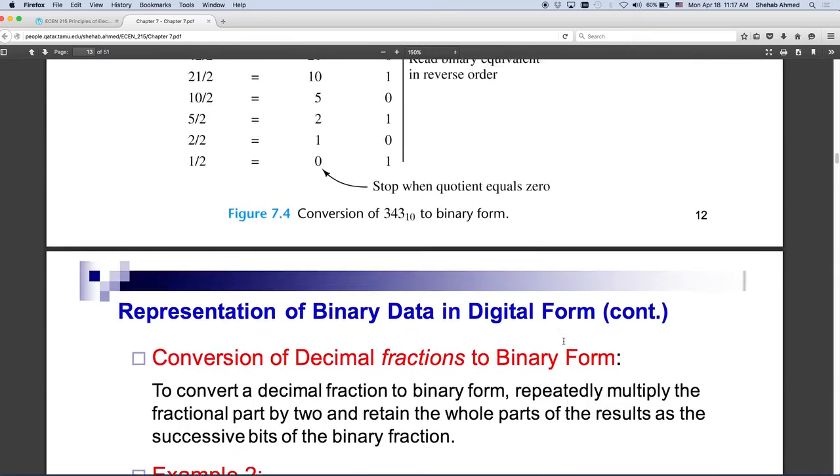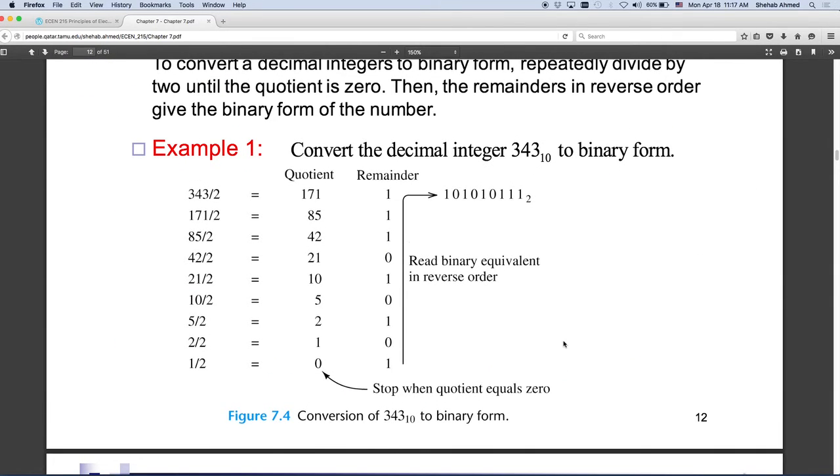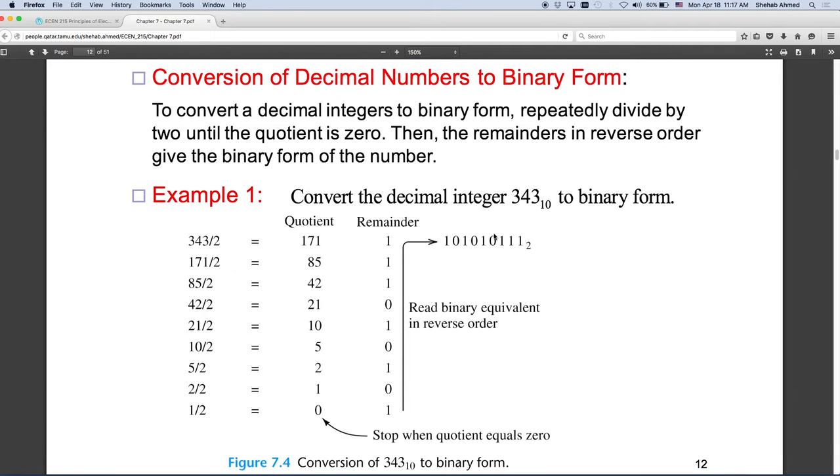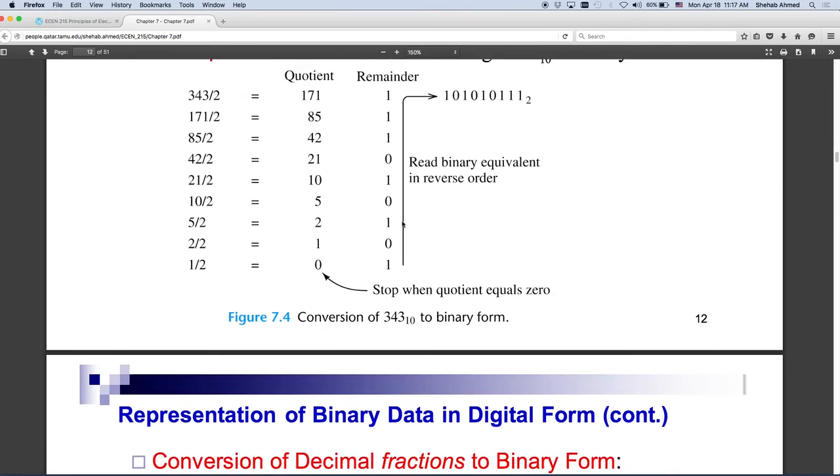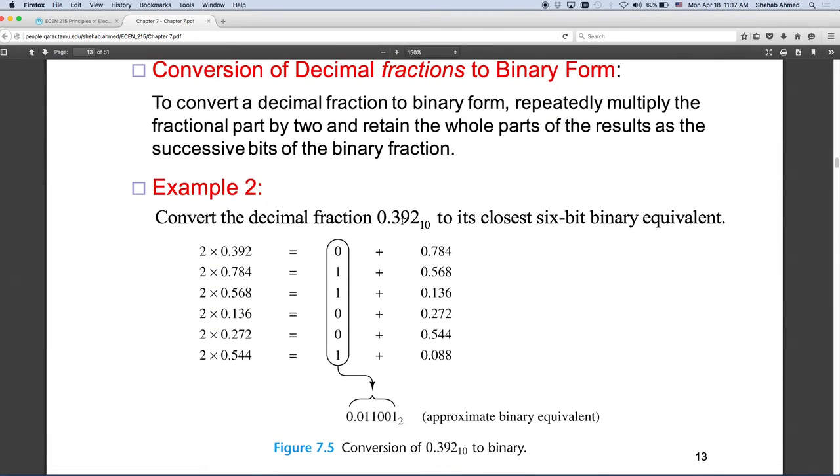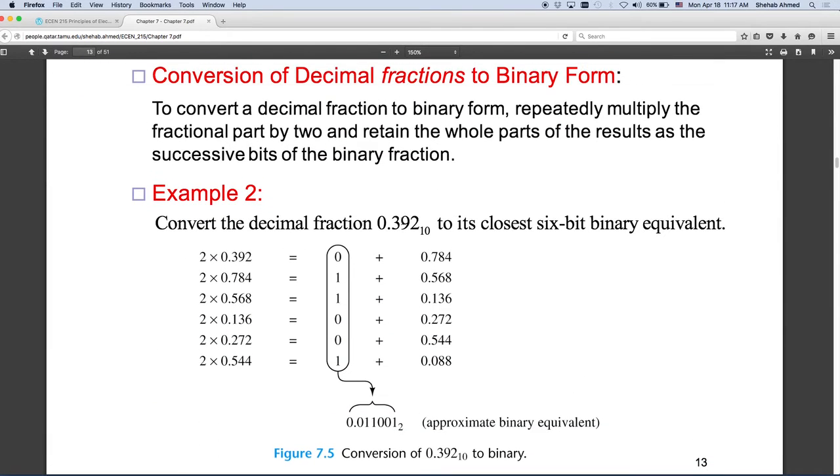And this is for everything to the left of the decimal point. If I want to represent a fraction, so this is for converting decimal integers. This is only the integer part of the number. If I would like to convert the decimal part, instead of dividing, I multiply by 2. Right? So I will multiply by 2. I would like to represent 0.392 base 10 in binary format.